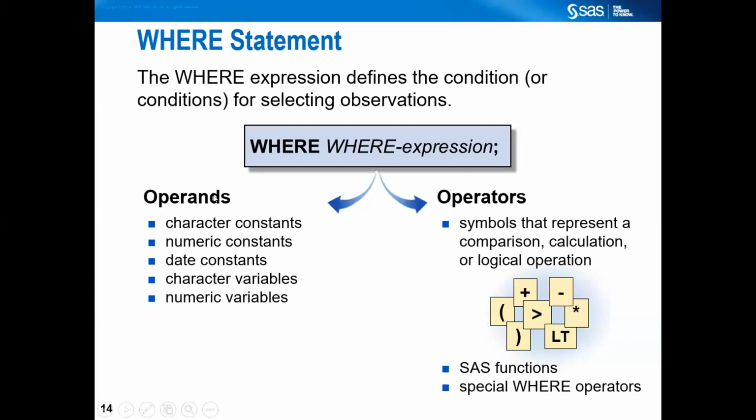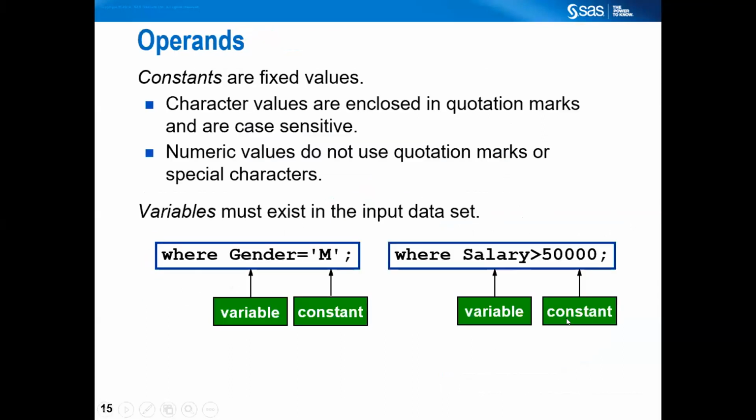So this, I just wanted to give you the examples of operands. And operators are all symbols that represent a comparison, calculation, or logical operation. We can also use SAS functions, and there are special WHERE operators we can use. All of this we'll see in upcoming slides. So these are some of the examples with constant, or what we call fixed values, to be subsetted.